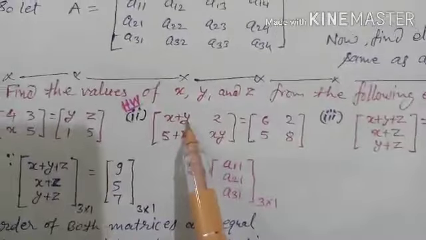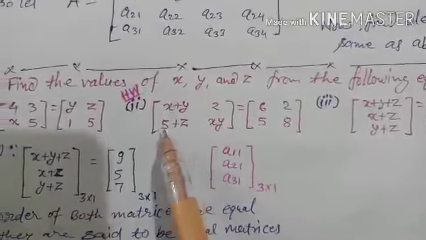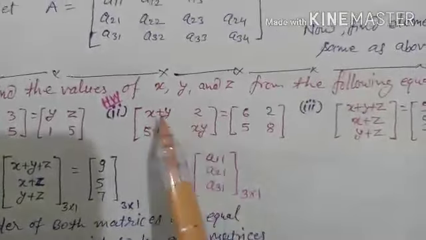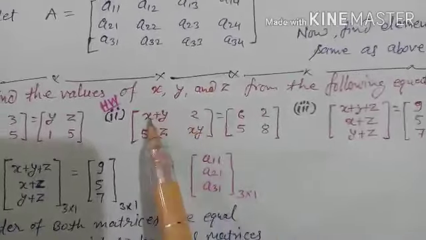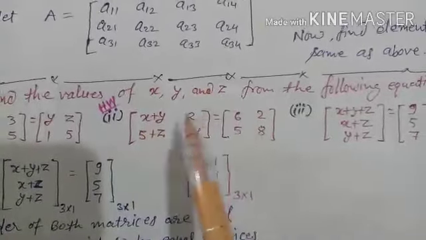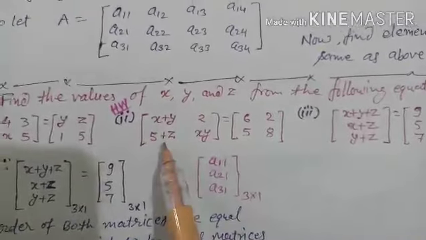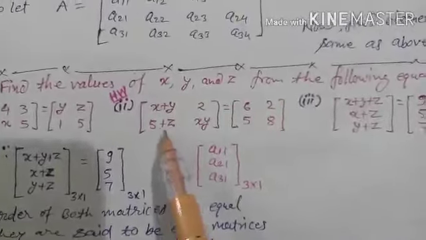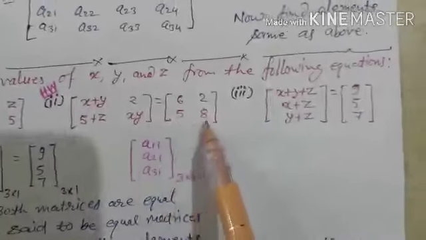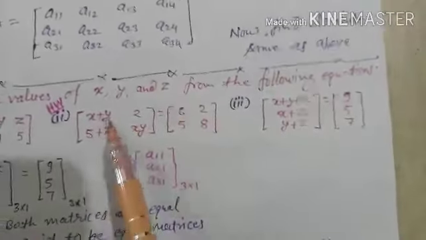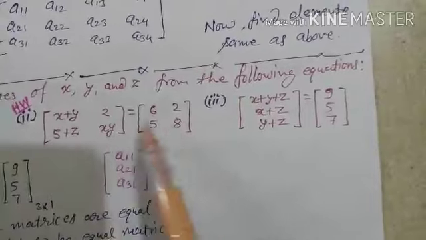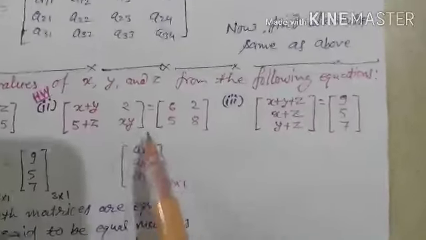x plus y, this is the first element, this is the second element, a21, and this is a22. So when you compare, x plus y is equal to 6, equation number 1, 2 equals 2 as it is, and 5 plus z is equal to 5. So calculate and find the value of z, that is 0. And x into y, which is 8. So x plus y is 6, and x into y is equal to 8. Solve these two equations and find the value of x and y.